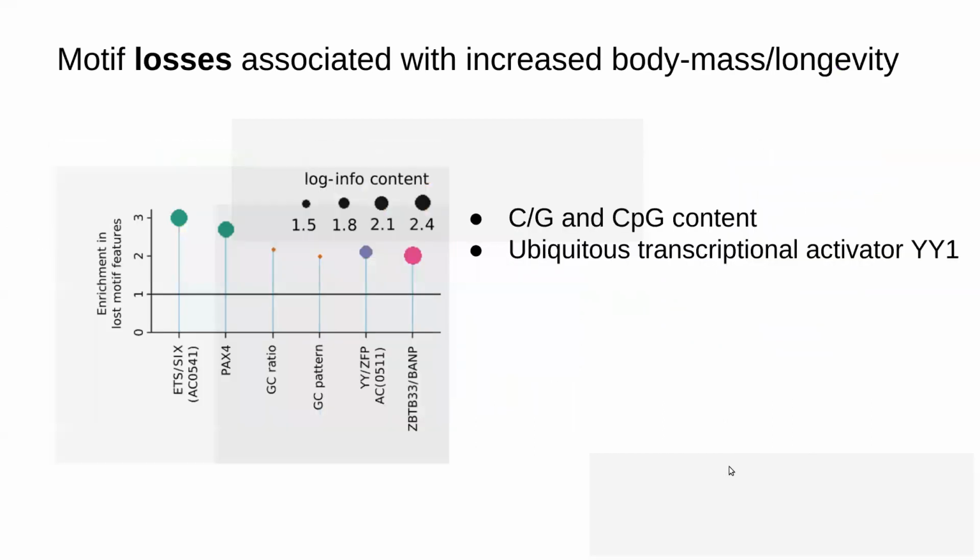On the losses side, we have fewer losses overall and fewer motifs, but there are a couple of interesting things to point out. There's an overall loss of CG mononucleotide and also CpG dinucleotide content, and there's a loss of a ubiquitous transcription activator, YY1.